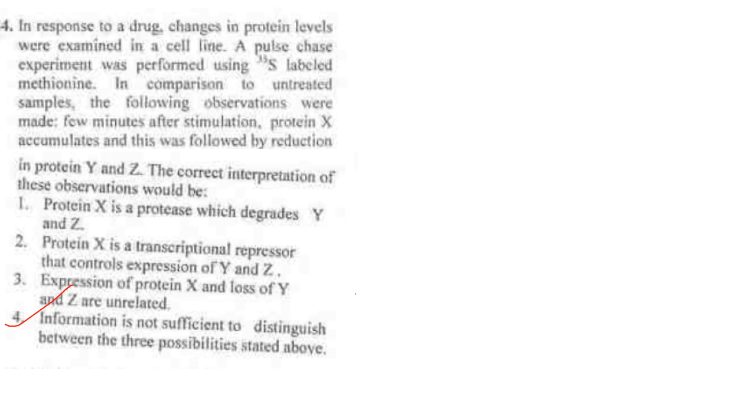That also could have happened, but we don't know. They have not given full details regarding whether it is a transcriptional repressor, whether it is a protease, etc. They have not mentioned. Expression of protein X and loss of Y and Z are unrelated. That also could be the reason. But we are not sure because information is very less in the given question. So answer is option 4. Information is not sufficient to distinguish between the three possibilities stated above.